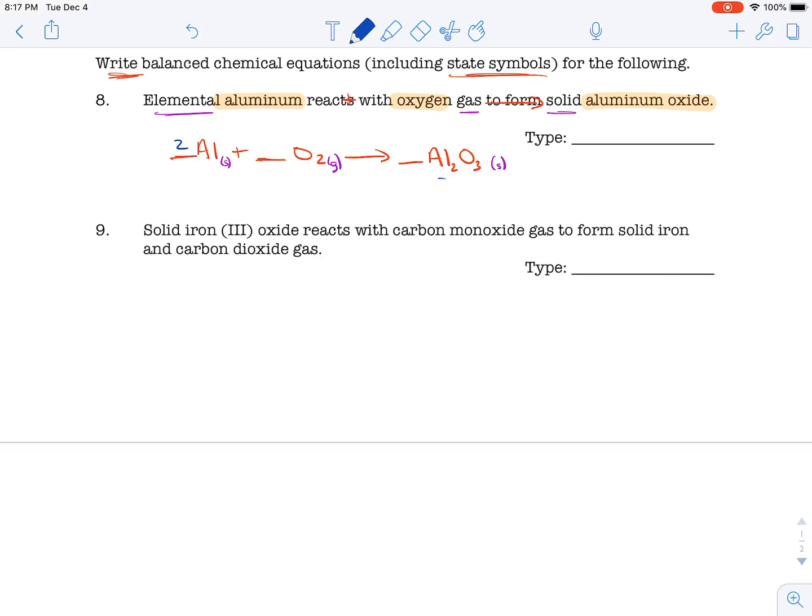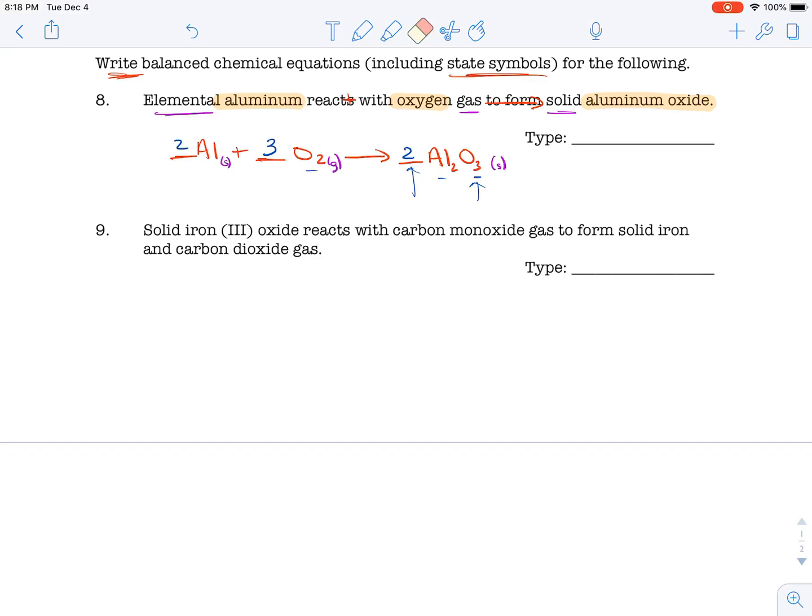Now we move to oxygens because we're going to save those for last. So I have 2 oxygens on this side and 3 on that side. Well, that's not going to work out, so if I put a 2 here, that gives me an even number of oxygens. That gives me 6 oxygens on this side, because 2 times 3 gives me 6 oxygens. That would be this 2 times that 3, which gives me 6 oxygens. So to get 6 oxygens on this side, what times 2 gives me 6? I put a 3 right there.